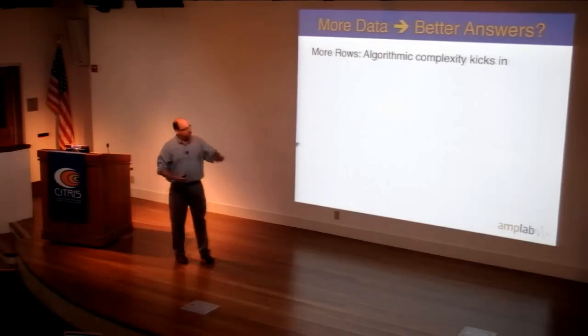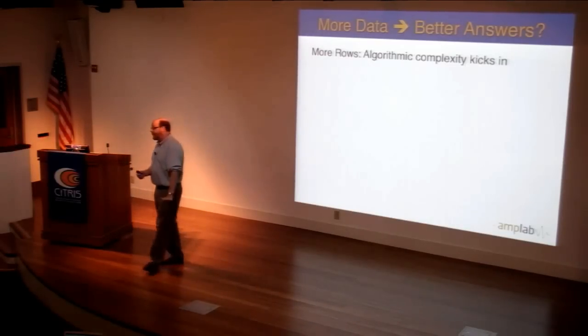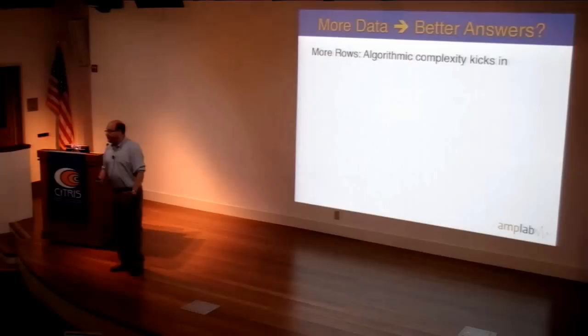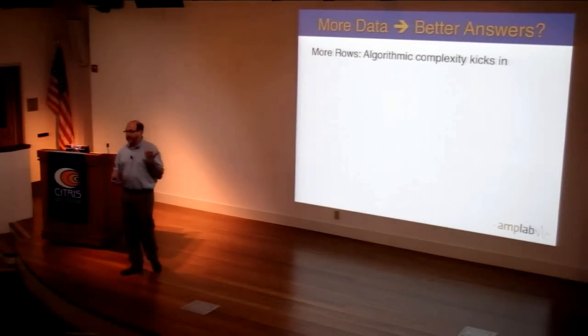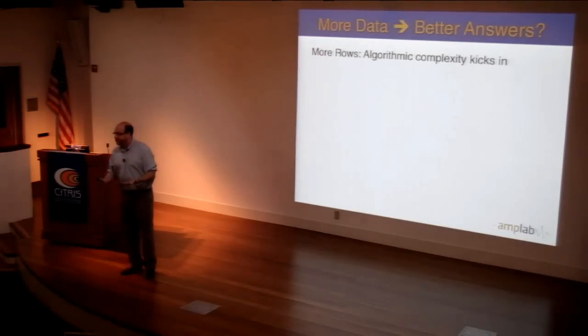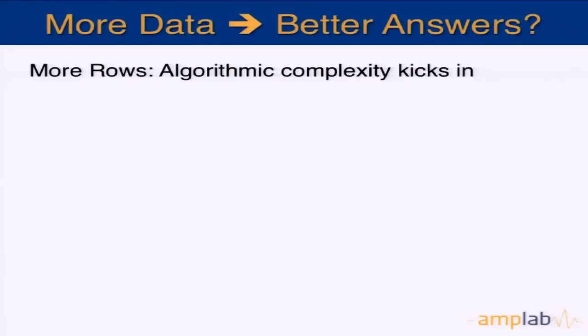So as you add more rows, you've got algorithmic complexity, okay? And so you got to be able to deal with that, right? You come up with smarter algorithms that can run faster. You can come up with maybe less accurate algorithms that run faster and so on. And you can trade off in that space. All right, so that's one thing we're doing.